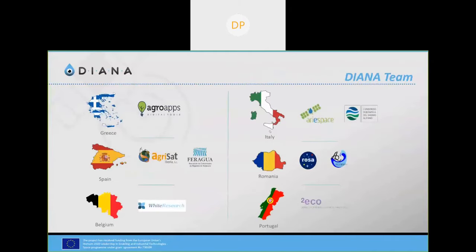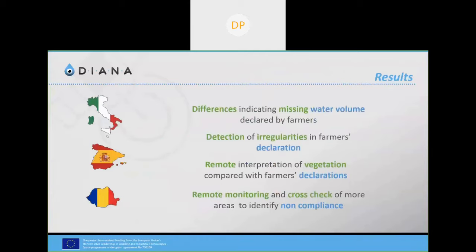So the team behind Diana, as you can see, are various companies: AGRAPS, that is from Greece, companies from Spain, and organizations that come from Spain, Italy, Romania, Belgium, and Portugal. I'm running through because I want to stay just 1 minute on the results that we have seen. So the three pilots that we had and operationally used Diana were in Italy, Spain, and Romania.